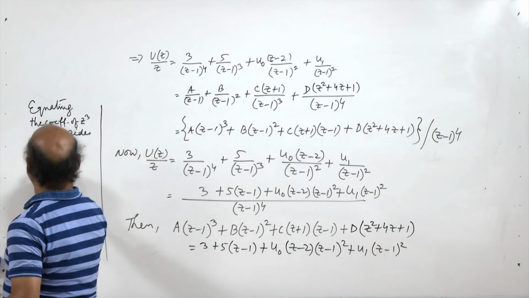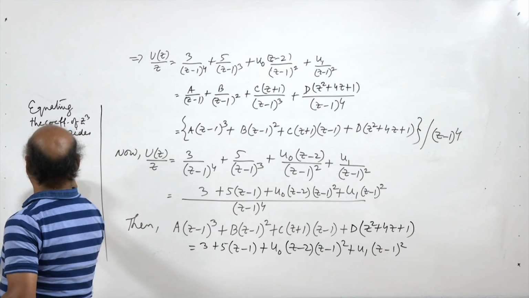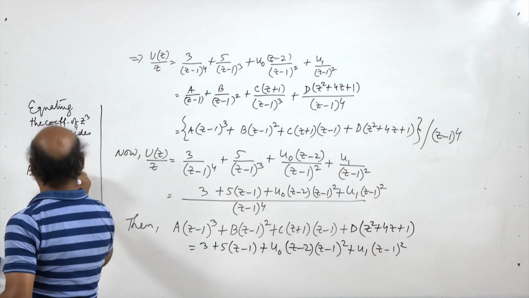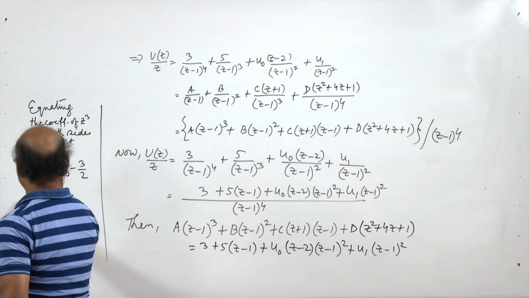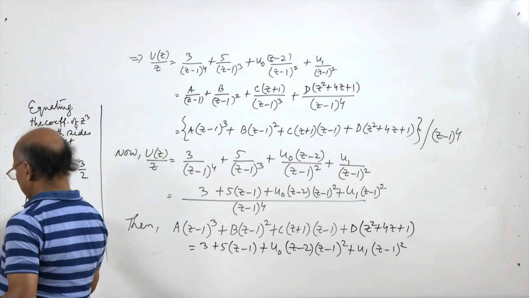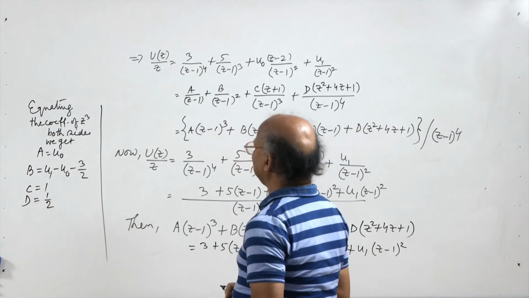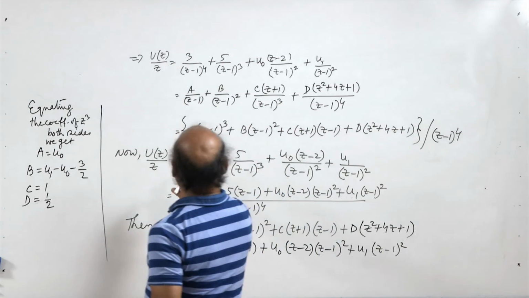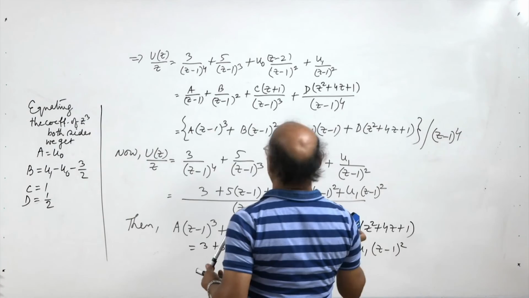Then we can see that a comes out to be u naught, b comes out to be u1 minus u naught minus 3 by 2, and c comes out to be equal to 1, d is equal to half. So, a is equal to u naught, b is equal to u1 minus u naught minus 3 by 2, c is equal to 1, d is equal to half. So, we put these values here and then take the inverse Z transform.